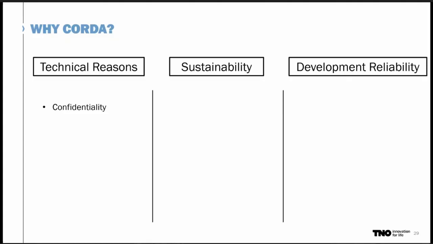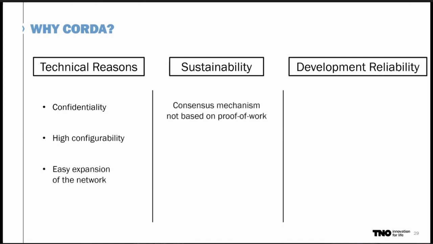The network of Corda is highly configurable, which also leads it to be easily expandable. As for sustainability, Corda, unlike Bitcoin or Ethereum, is not based on proof of work. The options available for consensus mechanism are both high speed, high trust, and also low speed, low trust as well, depending on the needs of the application.